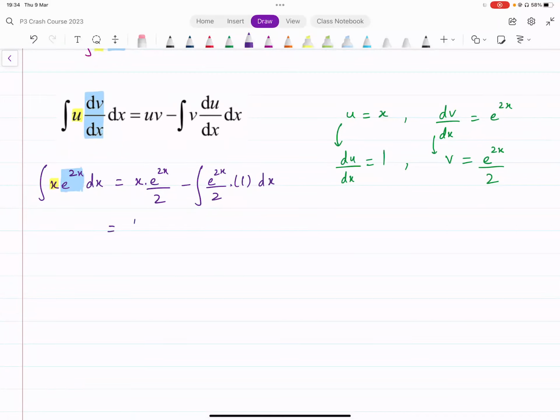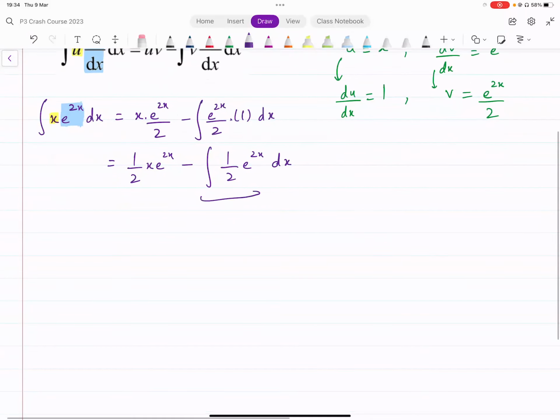It becomes 1 over 2 into x e raised to power 2x minus integral of 1 over 2 into e raised to power 2x with respect to x. Now you see, once we have done one step of this, the integral that you have now becomes much simpler. We had a product earlier, x multiplied by e raised to power 2x. Now it's just a simple integral of e power 2x. And this is something that we can integrate directly.